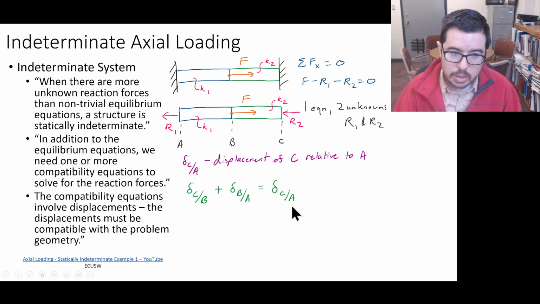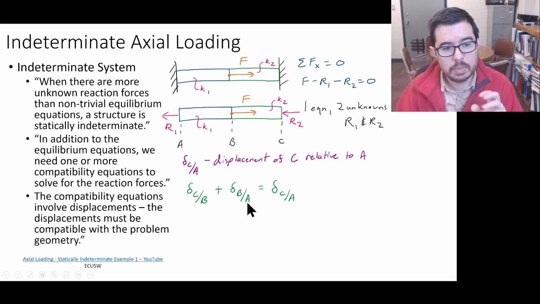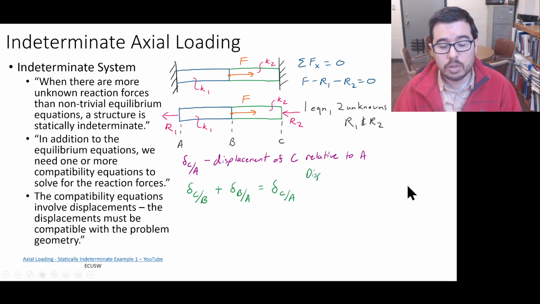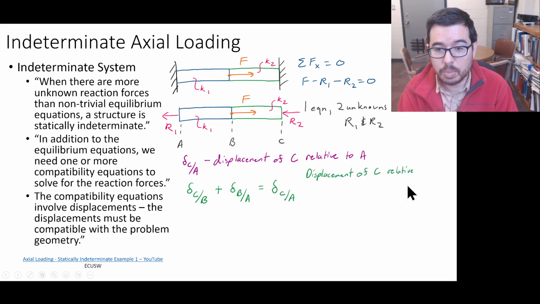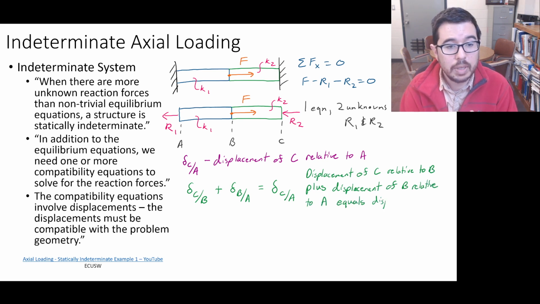And so this equation that we have here is summing these two individual relative displacements up with each other to make it equal to the overall displacement. So we have displacement of C relative to B plus the displacement of B relative to A. It's going to equal the displacement of C relative to A.